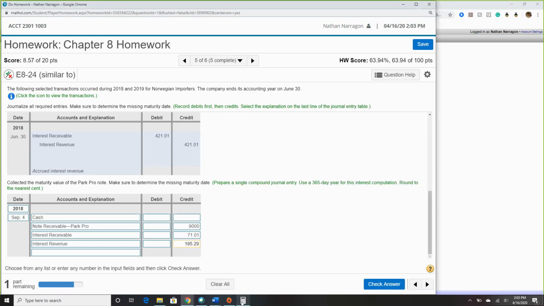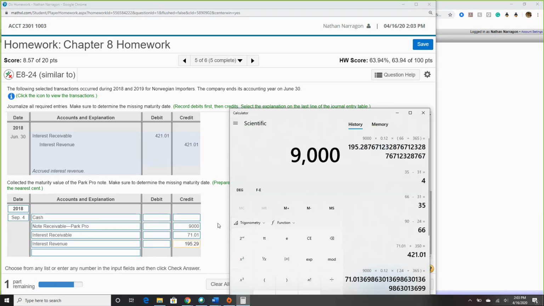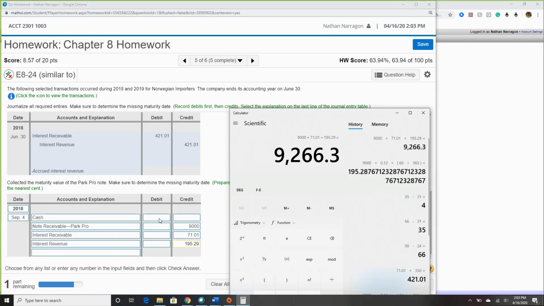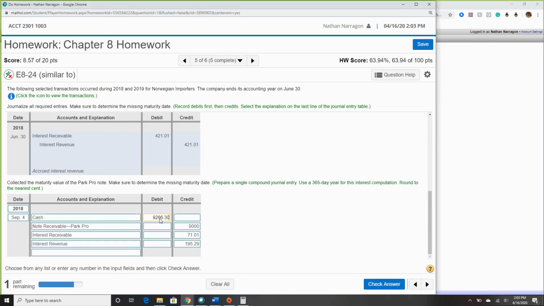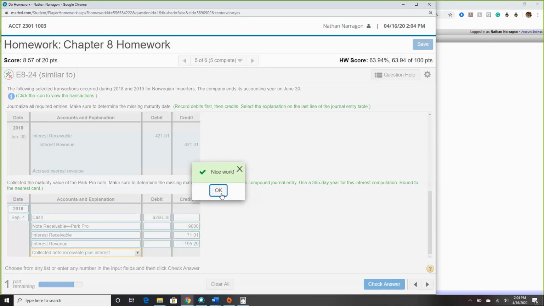So, for cash, I received the 9,000 plus the 71 and a penny plus 195.29, the interest for the current period. So I should have overall about 9,266.30. And this is a collection of a note. I'm going to check, and everything is fine.